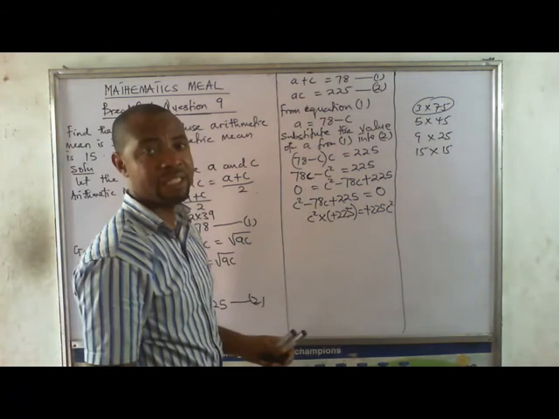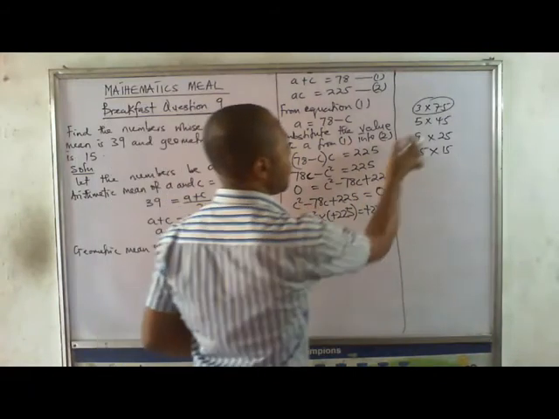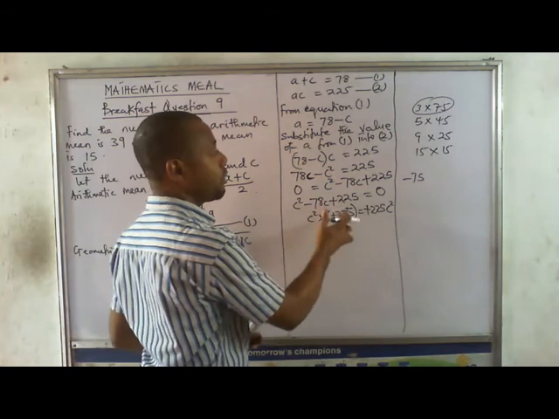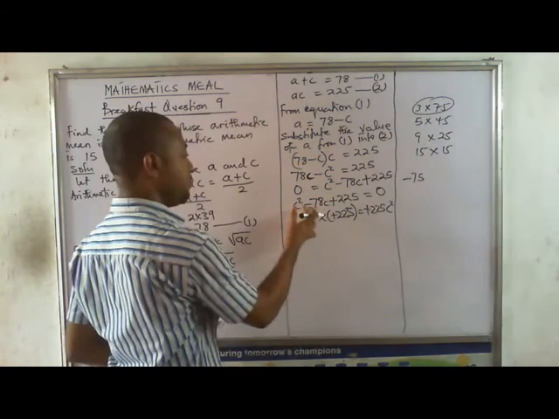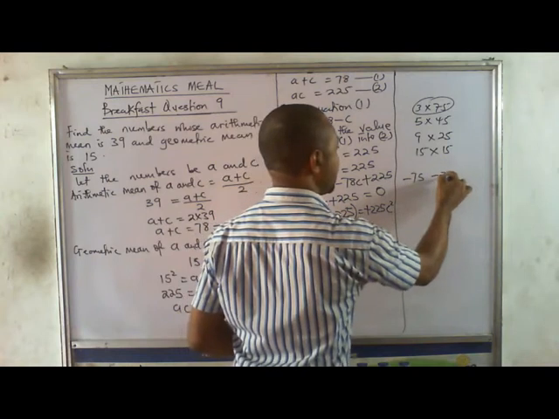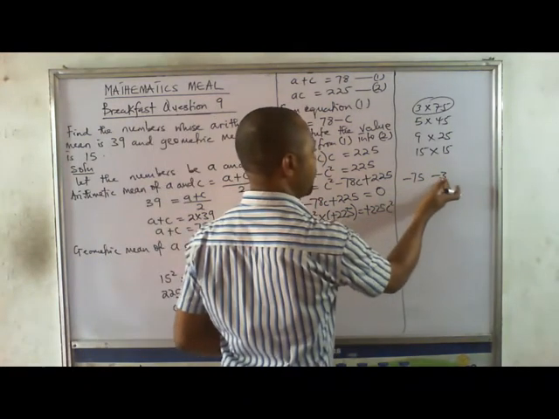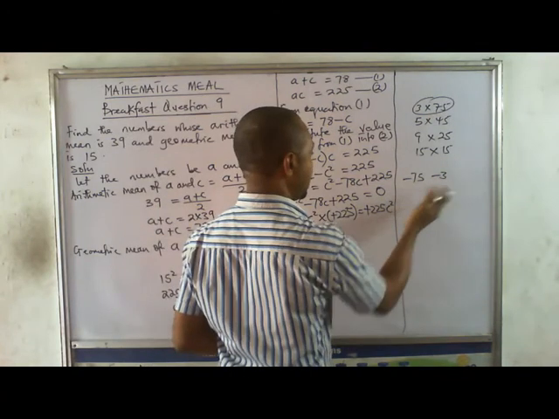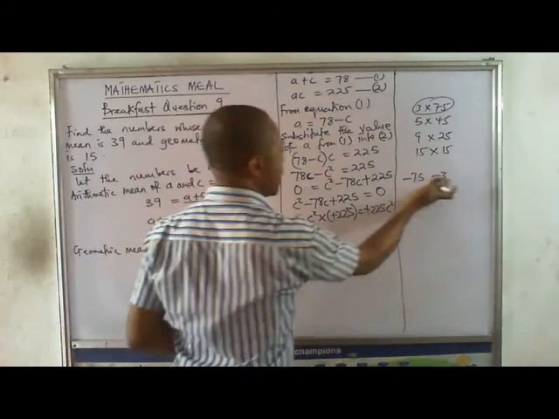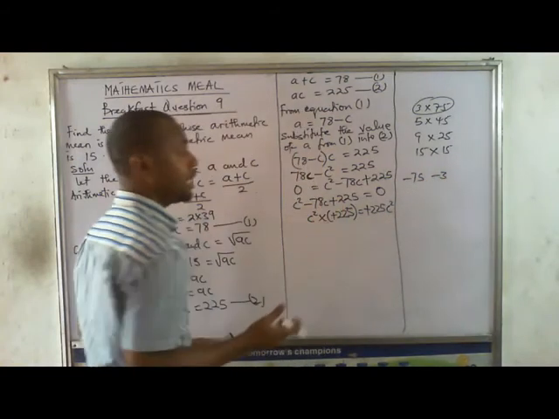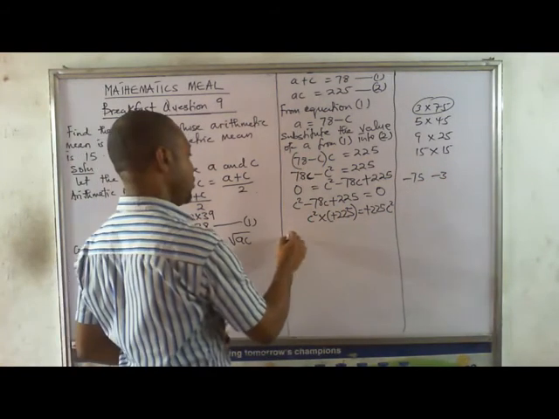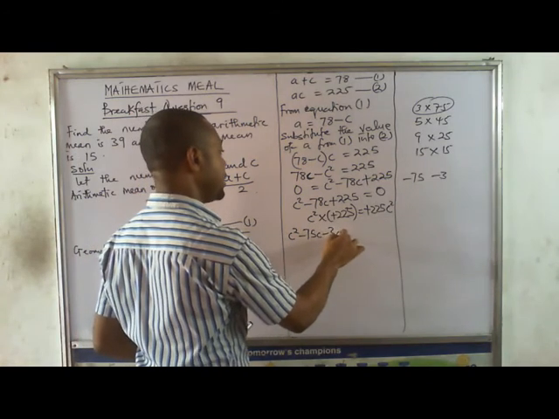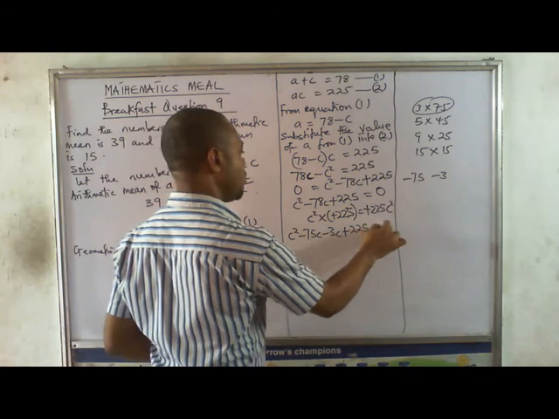So let's see. We have to give signs to them. The first sign we always give to the bigger number, so we have minus 75. The second sign we can give to the smaller number, so minus times minus will give plus 225, and we have minus 3. So minus 75 minus 3 will give us minus 78. And minus 75 times minus 3 gives plus 225. So the two numbers will be these. We attach the variable to it before we factorize. We have C squared minus 75C minus 3C plus 225 is equal to 0.